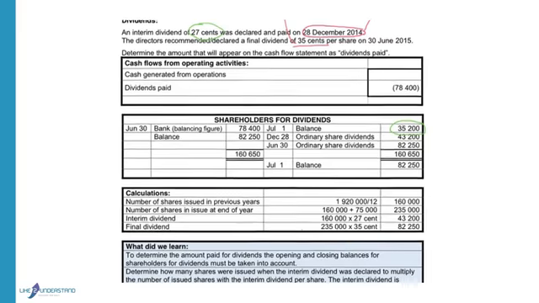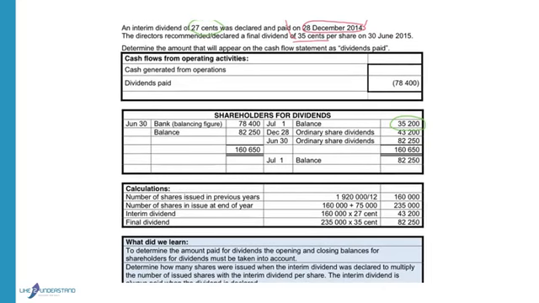So if we look at the calculation, the number of shares issued in previous years was 1,920 million divided by 12 Rand per share. So it means in previous years we sold 160,000 shares. The number of shares that we issued in the current year is the 160,000 plus the extra 75,000 that we sold during the current year. So my closing balance for shares that will be entitled to the final dividend is 235,000 shares.